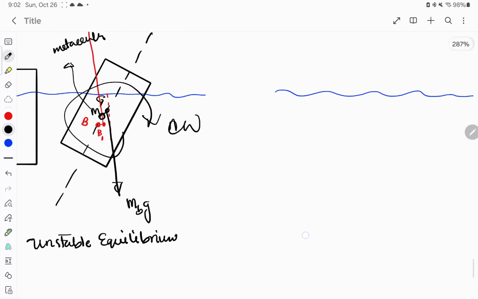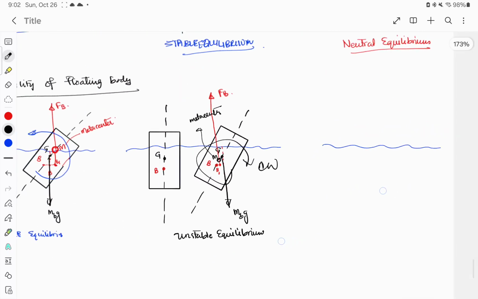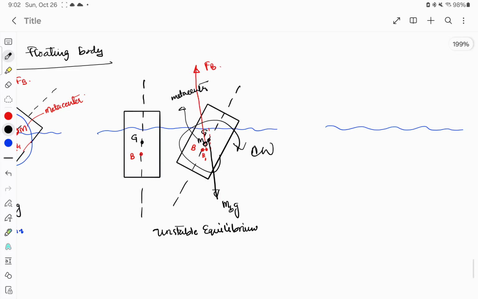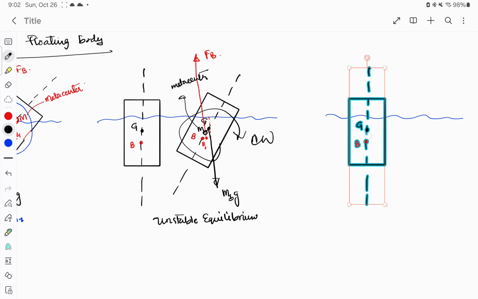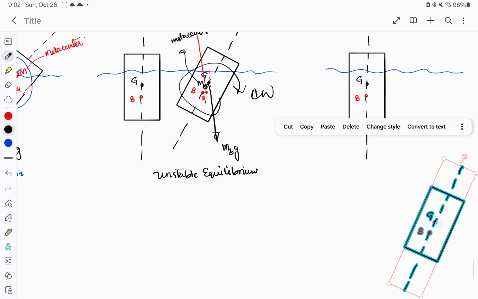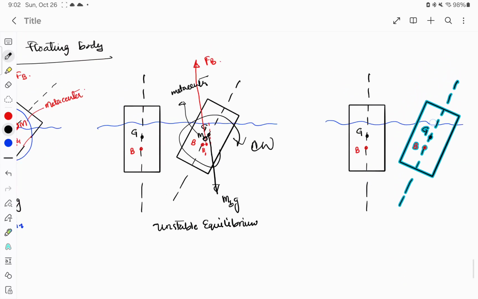Now moving towards the neutral equilibrium part, let's just say we have this body again. I could have just copied it. We have this body again here. Now I'm giving it a disturbance like this, and now once the disturbance is given, say now the new buoyant center lies exactly below the center of gravity.